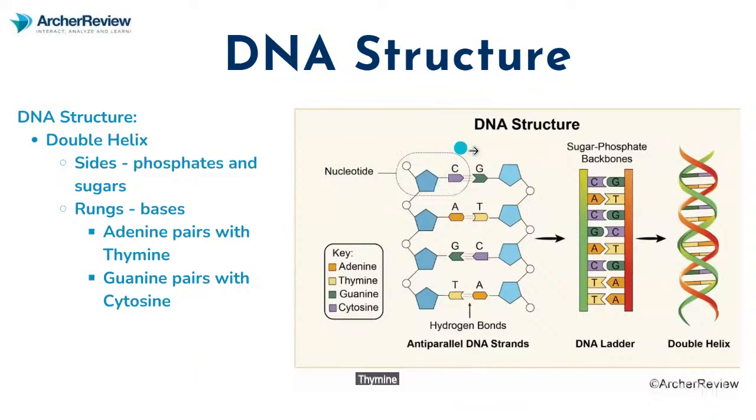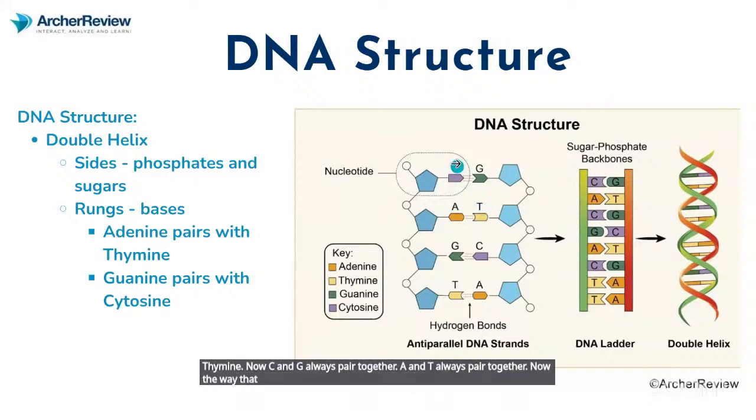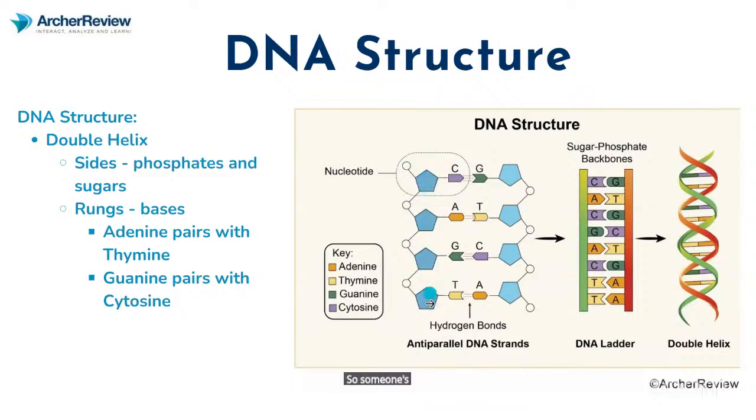Now, C and G always pair together. A and T always pair together. The way that I remember that is that we've got our curvy letters, C and G, and our pointy letters, A and T. They're pointy versus curvy, and that's how they bond together. Someone's asking about what this blue part is called. These are your sugars. Since we're looking at DNA, that's deoxyribose.